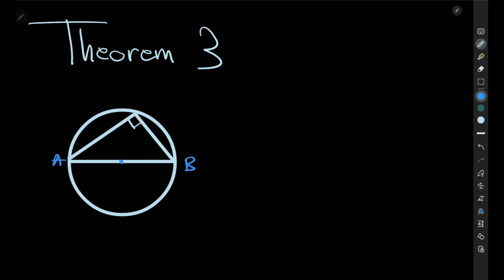Okay, so now theorem number 3 basically says if we have a diameter AB and it subtends the angle, which is angle ACB, then angle ACB will be equal to 90 degrees. It will be a right angle. This triangle here will be a right-angled triangle, or the angle ACB will obviously be 90 degrees.